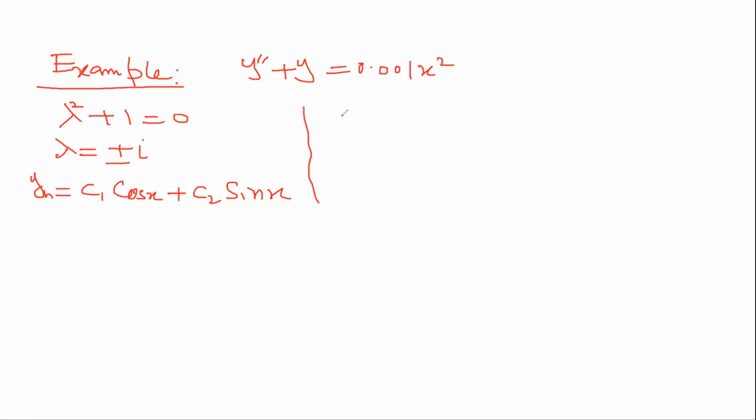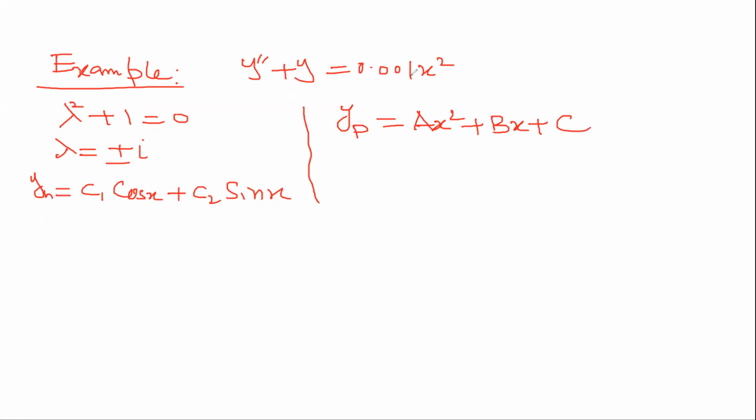But its particular solution y p will be of the form of a polynomial, because this is a polynomial function. This polynomial is of second degree, so for a general second degree polynomial we can assume that it will be a x square plus b x plus c. Remember that for this type of method, we assume that the particular solution will also be of the same form.